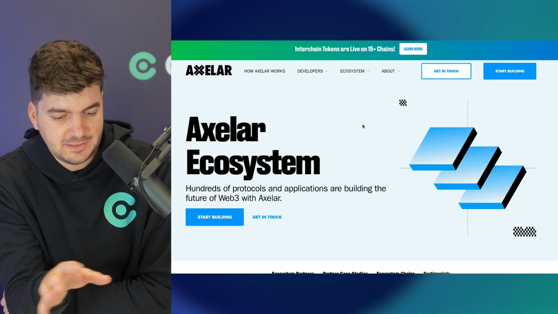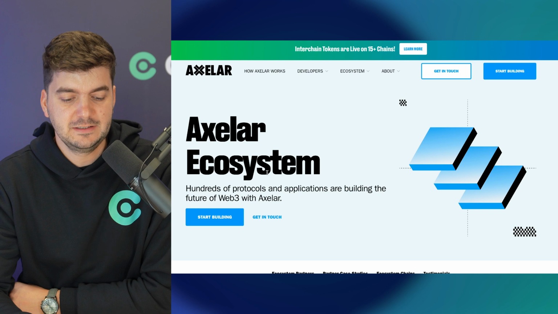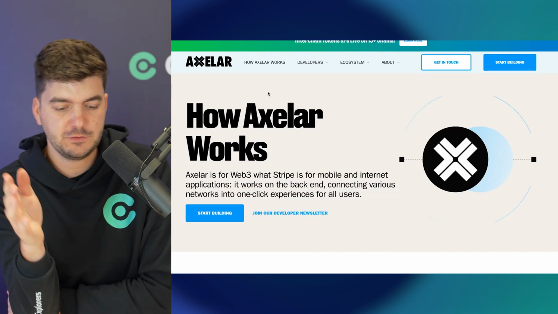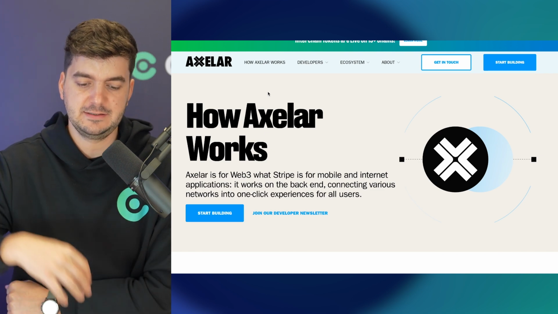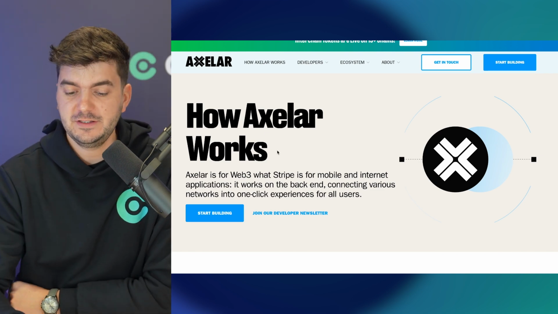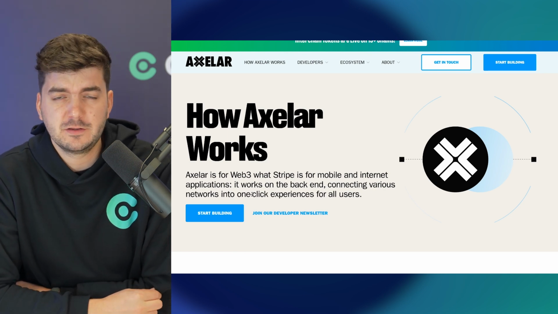As you can see on my screen, the Axelar ecosystem means that hundreds of protocols and applications are building the future of Web3 with Axelar. If you want to know how Axelar works, you can see it right here. They say that they are the Stripe for mobile and internet applications. It works in the backend and it connects various networks into one-click experiences for users.